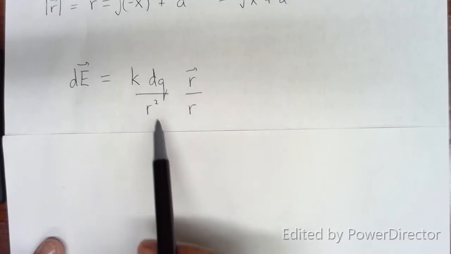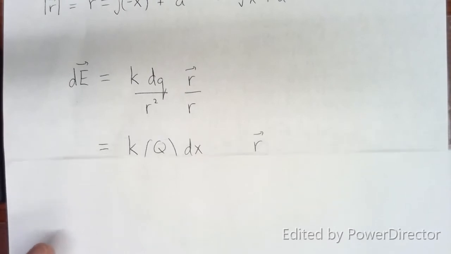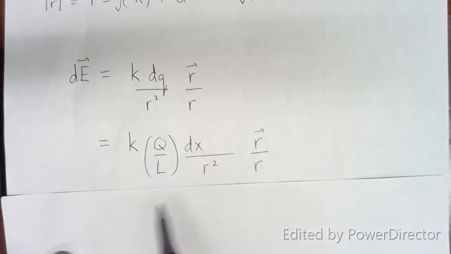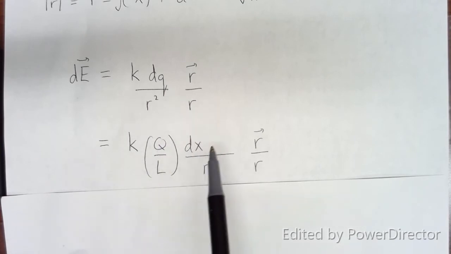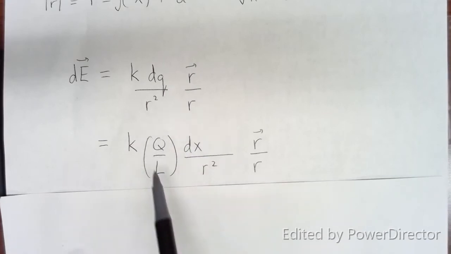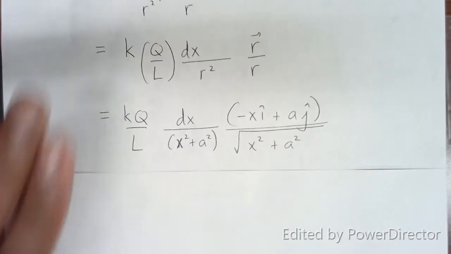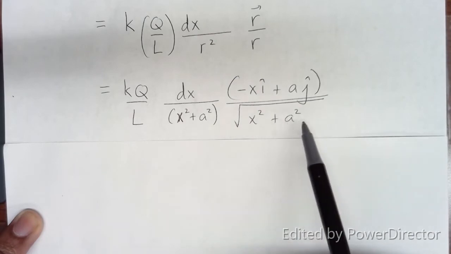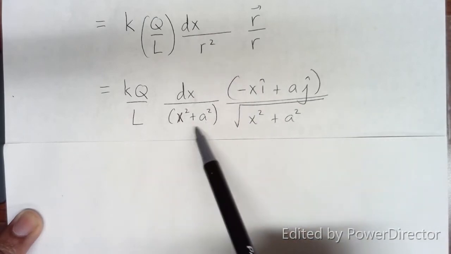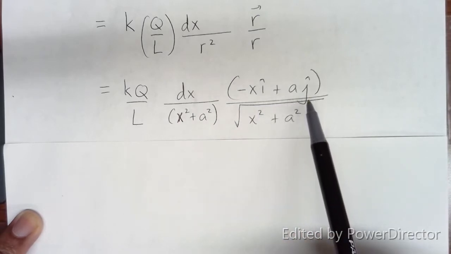dE is equal to k dq over r squared times r vector over r, and now we plug in what we know. So first we plug in for dq. We say dq is Q over L times dx. We see that the units have not changed, right? This combination still has the units of charge. And next we plug in for r vector and for r. So r becomes the square root of x squared plus a squared, r squared becomes x squared plus a squared, and r vector is minus x i hat plus a j hat.